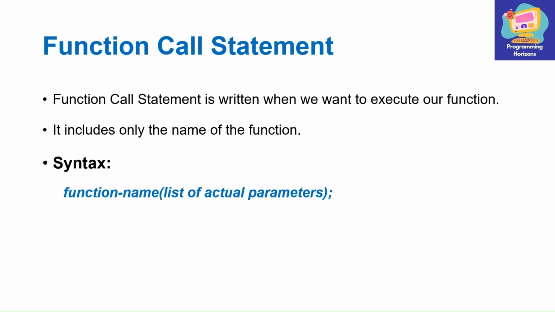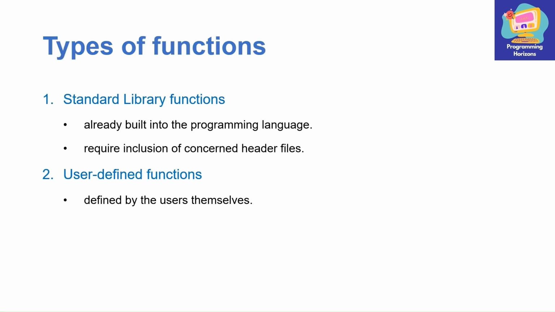In C++, we have two main categories of functions. These are called standard library functions and user-defined functions. The standard library functions are those which are already built into the programming language, and they require inclusion of the concerned header files in the program in order to be used. The second category, the user-defined functions, are defined by the users themselves to fulfill their own requirements within the program.